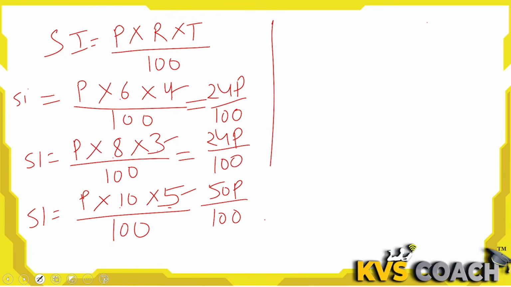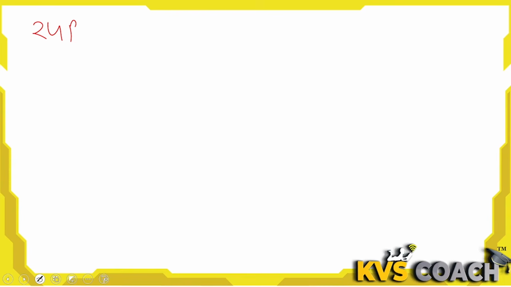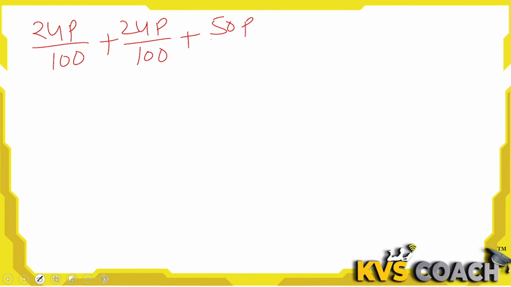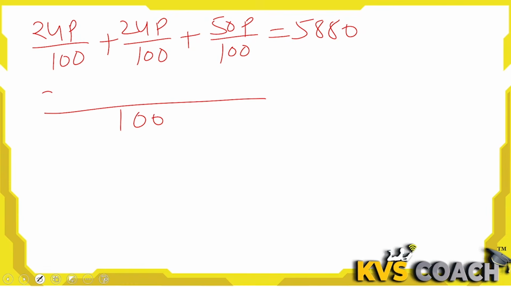Okay, now we should calculate the value. Now what we have to do, we have to add all these three equations. So let's add them. 24P upon 100 plus 24P upon 100 plus the third one, 50P upon 100, is equal to 5880. So we have to take the LCM here. 100 is the LCM. Here 24P plus 24P plus 50P is equal to 5880.